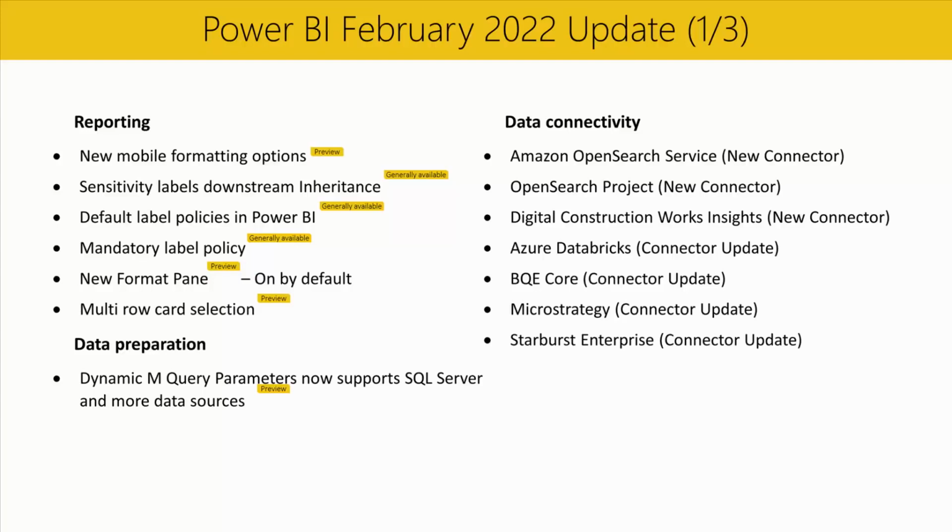When Dynamic M-Query Parameters was released, the feature supported M-based data sources, but did not support other sources like SQL Server. This month, we're excited to announce that Dynamic M-Query Parameters now supports more direct query data sources, including T-SQL-based data sources, Oracle, Teradata, Dataflows, and SAP HANA Relational. Sujatha will take us through a demo of this feature.